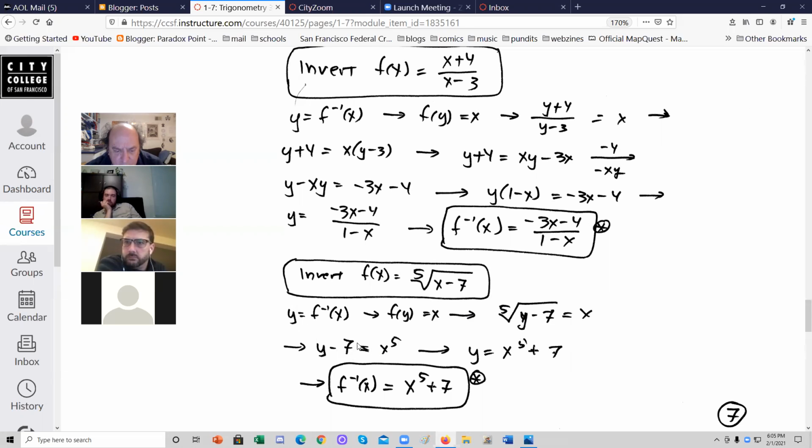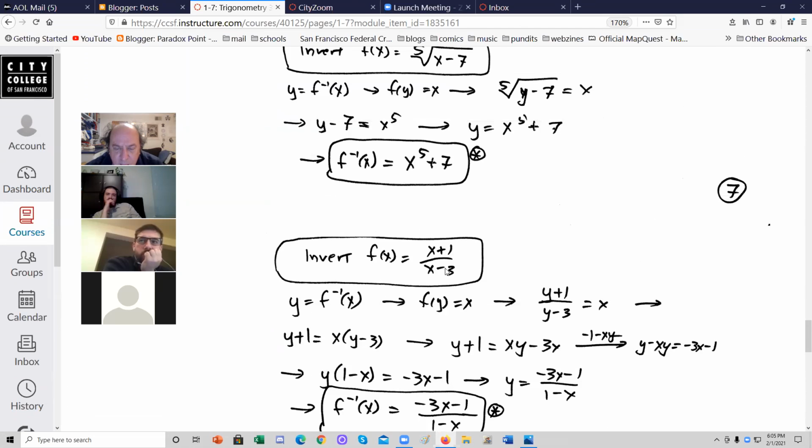Here to isolate y, we just add 7 to both sides. Get y equals x to the fifth plus 7. And that's the inverse function to this. And again, inverse operations in inverse order. This takes x, subtracts 7, takes the fifth root. This takes x, takes the fifth power, adds 7.